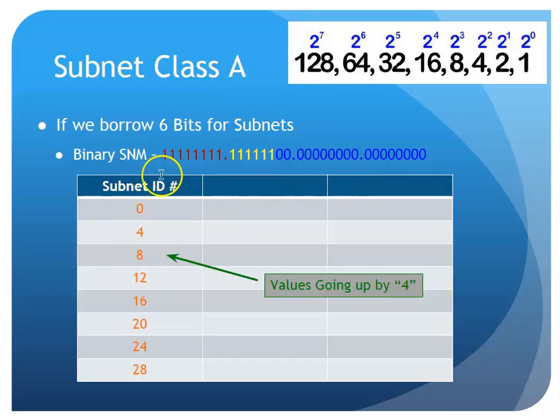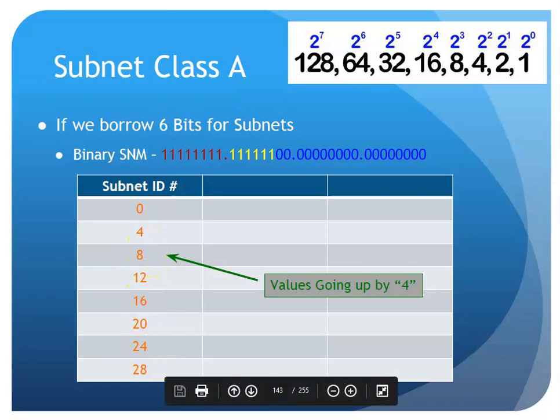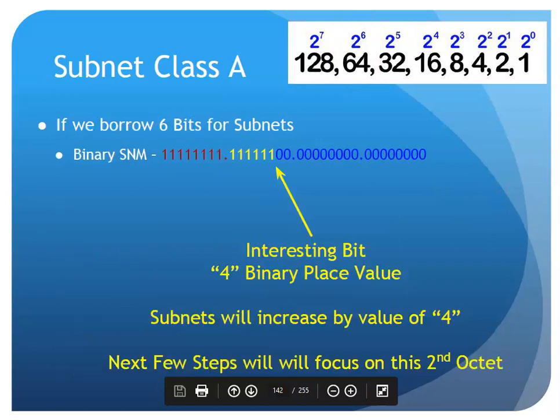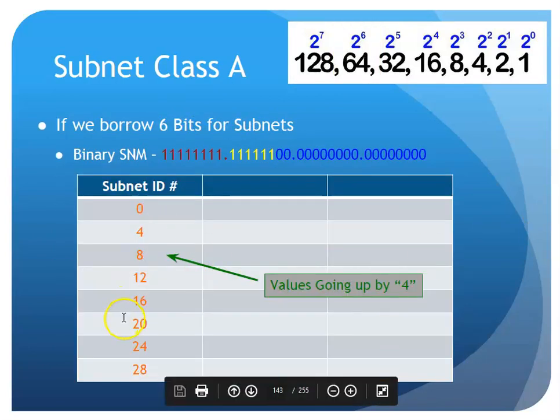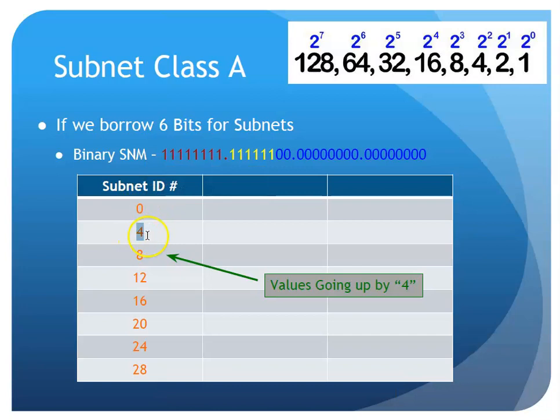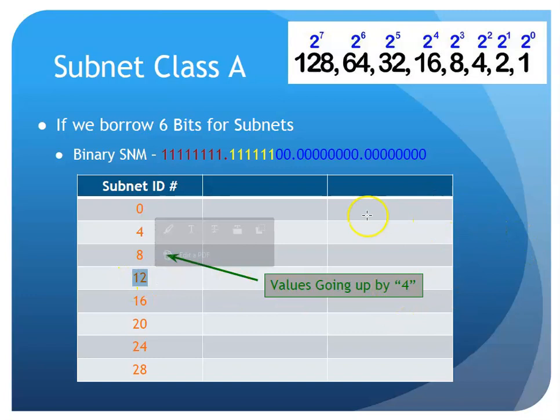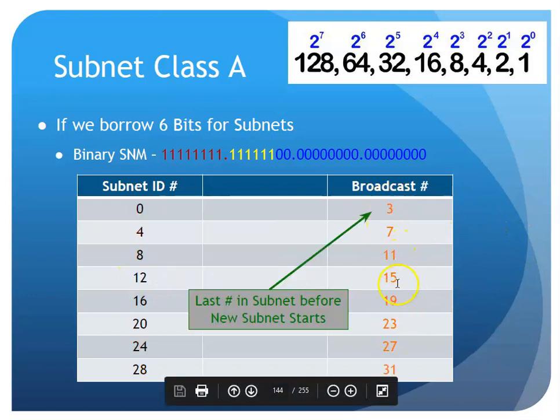So here on my subnet chart, 0, 4, 8, 12, 16, 20, 24, 28, etc. And again, as we saw back here, we're going to have 64 of them. I'm just writing the first handful here. In real life, you would have a lot more that you need to do. All right, so if this subnet is 0, this one's 4, this one has to end at 3, this one has to end at 7, this one has to end at 11, this one has to end at 15. So I'm going to put them over here as my broadcast, 3, 7, 11, 15, 19, and so forth. Those are my broadcast numbers.